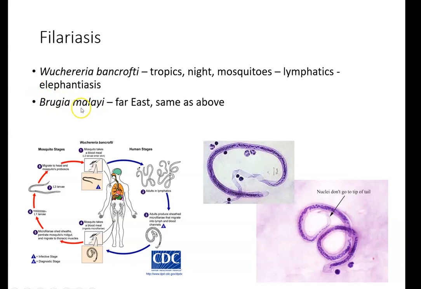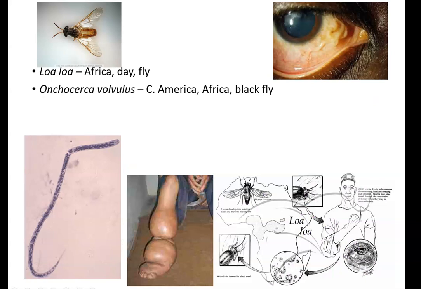So in Malaysia, in Asia, Brugia malayi does the same thing. It causes a condition called elephantiasis, which means that they're blocking up some of the lymphatic vessels and the fluid doesn't drain well. So this is what happens and you get a lot of swelling. Okay. Loa loa is typically found in Africa.